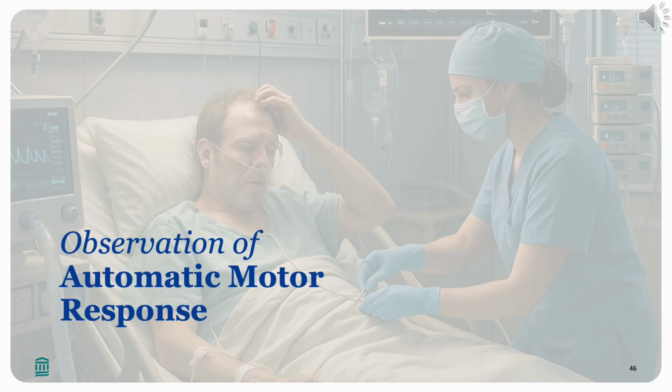The next core behavior on the CRSR-FAST is automatic motor response. Automatic motor behaviors are complex, overlearned movement sequences that occur in response to specific environmental triggers and that cannot be attributed to reflexive activity. Some examples of automatic motor behaviors are nose scratching, grasping the bed rail, and picking up objects.